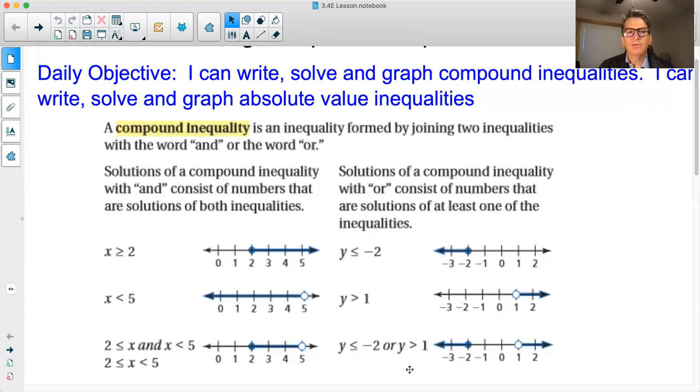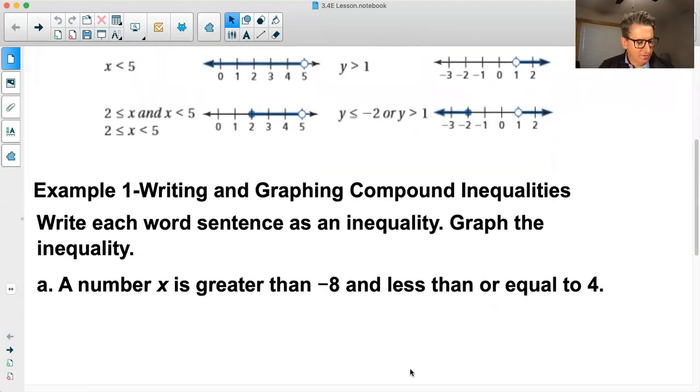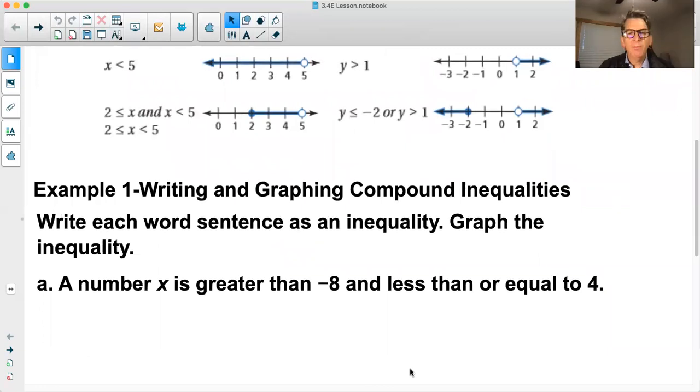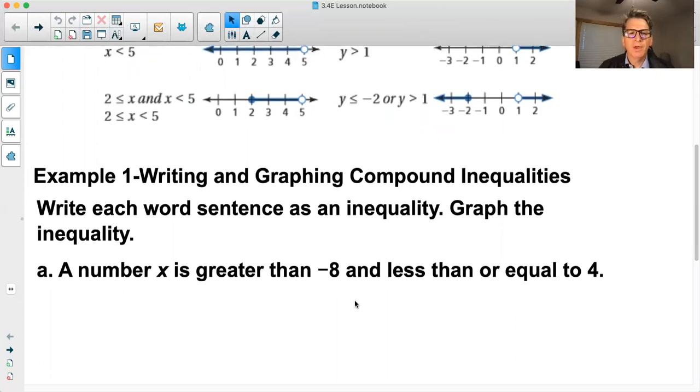All right, let's start with example 1 today. Writing and graphing compound inequalities is the first example. The question is, write each word sentence as an inequality, then graph the inequality. Letter A: a number x is greater than -8 and less than or equal to 4.